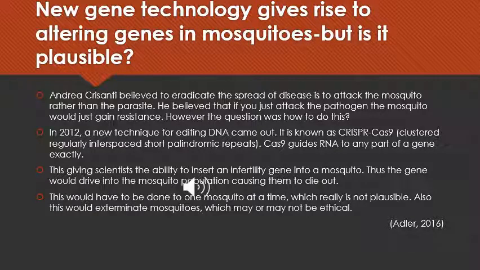Additionally, the creation of new technology has allowed researchers to actually alter the genes in mosquitoes. Researcher Andre Cristanti has discovered a way of using the new DNA editing technique CRISPR-Cas9 to insert an infertility gene into the mosquito. However, he supports the eradication of all mosquitoes instead of just finding a way to kill the disease parasite they carry. This technique, while proving successful, is not practical because it drives the mosquito species towards extinction and must be done one little mosquito at a time.